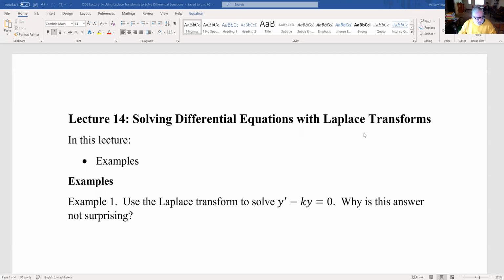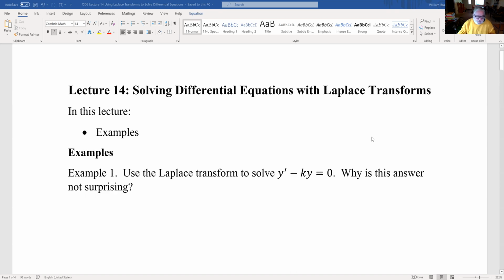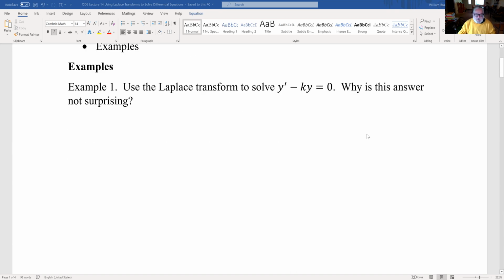Okay, so how do we actually solve differential equations with Laplace transforms? We'll just do a bunch of examples of this. So we want to use Laplace transforms to solve this equation, y prime minus ky equals 0. We already know the solution to this, right? It'll be a constant times e to the kt, but we just want to verify that the Laplace transform will actually give us this. So how do we solve this?